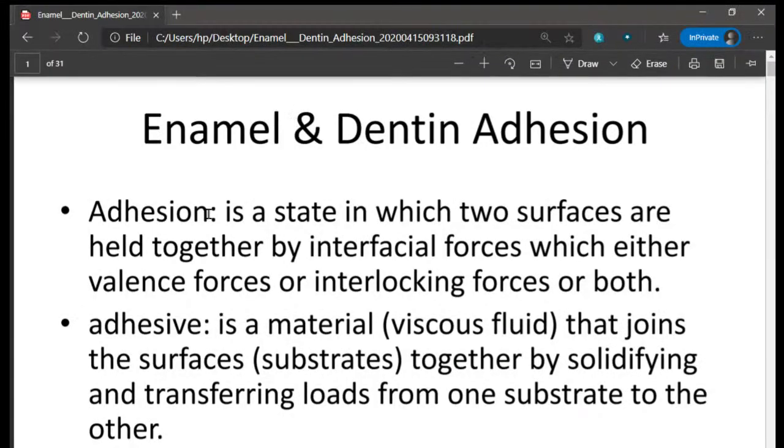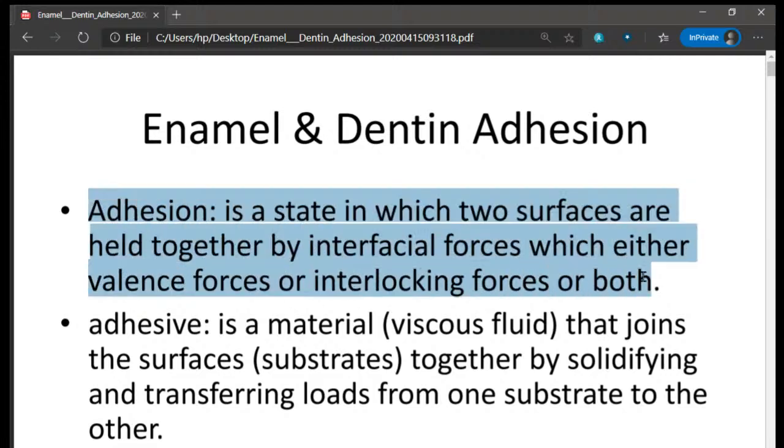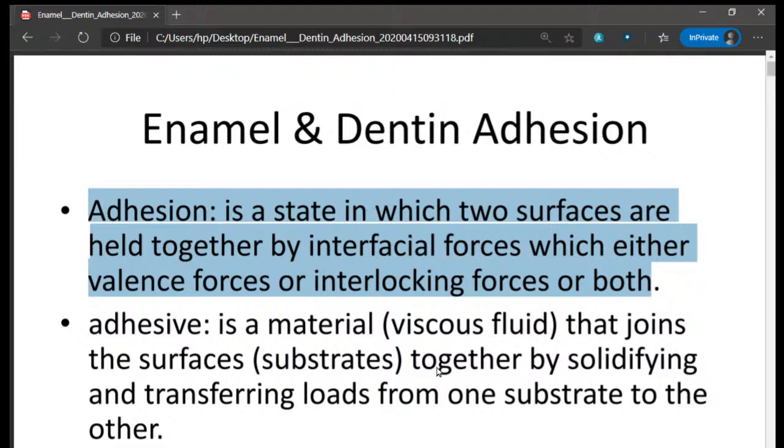Valence or interlocking force, which are very important forces that we should discuss in order to understand what the adhesion force is. Let's read it in another voice.